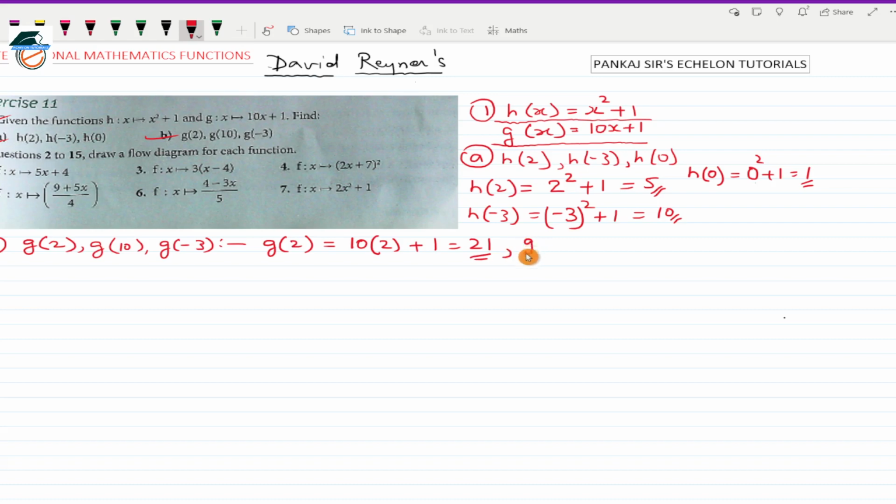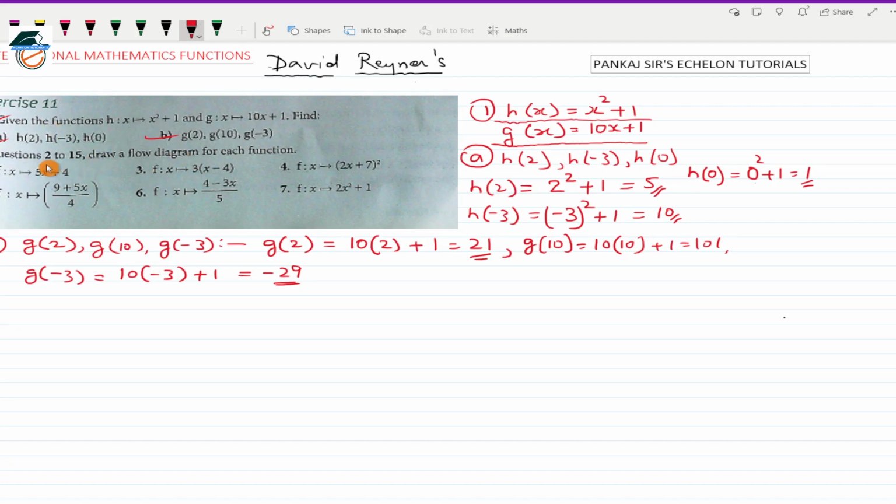Next one is g of 10. Again, do the same thing. Instead of x, you put 10 and simplify it. So it will be 101. And the third one is g of minus 3. The same way, in the place of x in this 10x plus 1, you put minus 3 and then simplify it. So it will be minus 30 plus 1, that is minus 29. So A and B of question number 1 are done with.